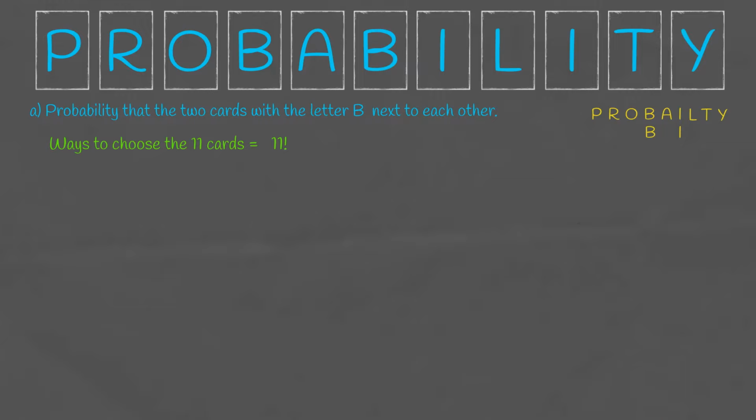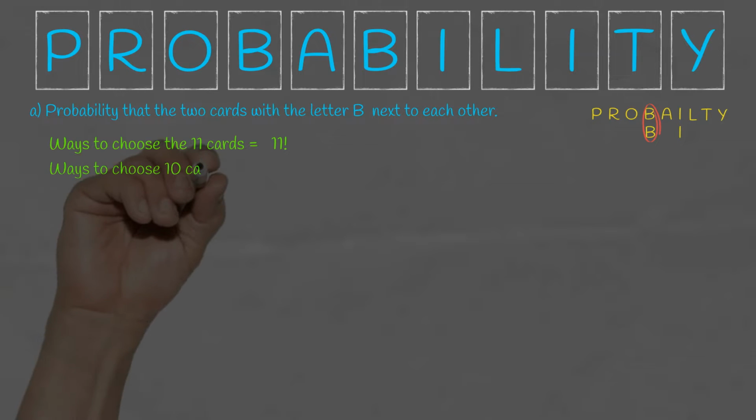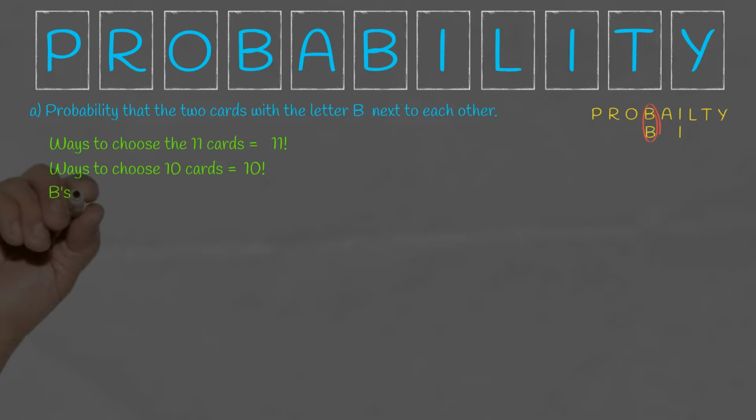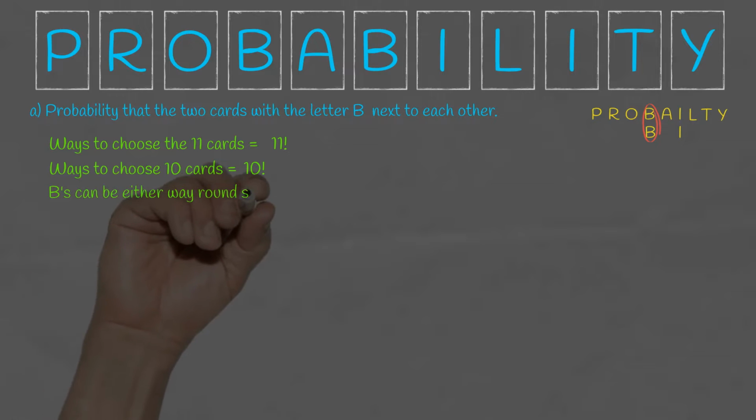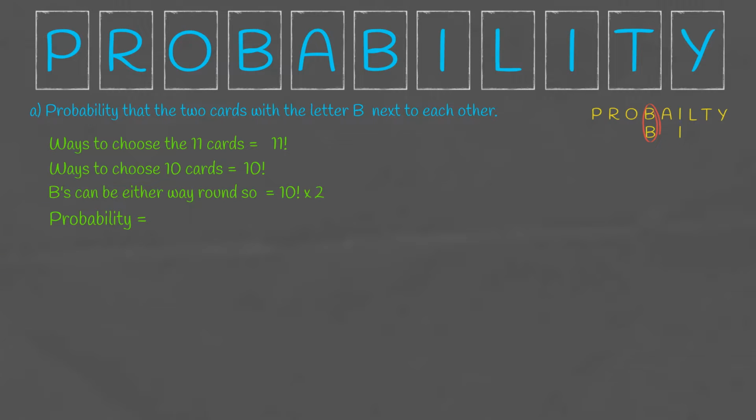Now, if the B's are together, we can treat them as one unit. So we now have effectively 10 items to rearrange. And the ways to choose 10 items or 10 cards is 10 factorial. However, we could choose B1 first and then B2, or B2 first and then B1. So we have to times the 10 factorial by 2 to get the number of ways we can select the cards where the B's are together. So the probability of selecting the cards where the B's are together is 10 factorial times by 2 divided by 11 factorial, which reduces down to 2 over 11.